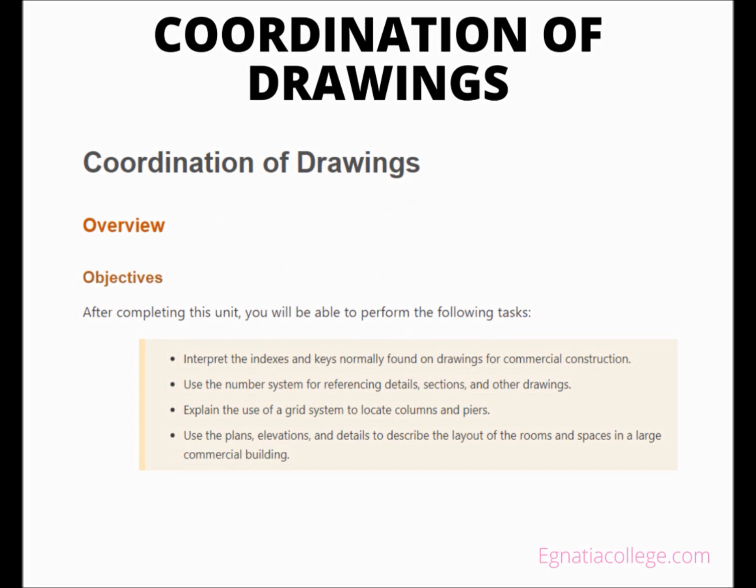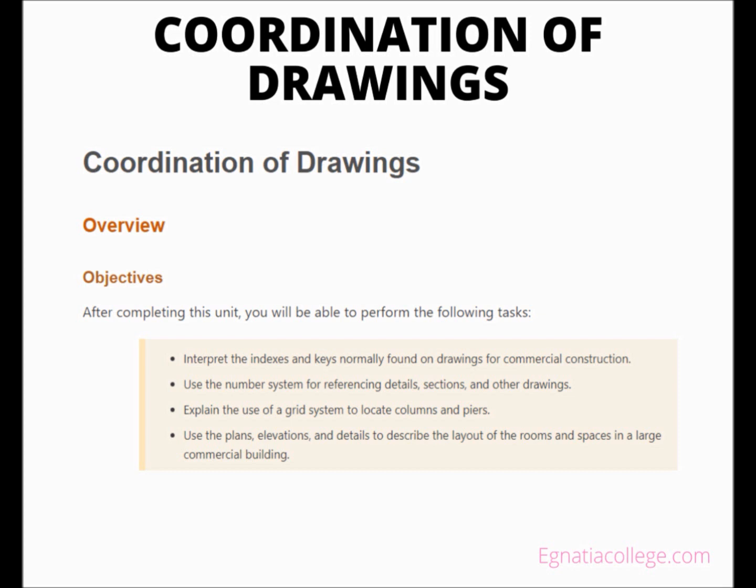Coordination of drawings. After completing this unit, you will be able to perform the following tasks. Interpret the indexes and keys normally found on drawings for commercial construction. Use the number system for referencing details, sections, and other drawings. Explain the use of a grid system to locate columns and piers. Use the plans, elevations, and details to describe the layout of the rooms and spaces in a large commercial building.